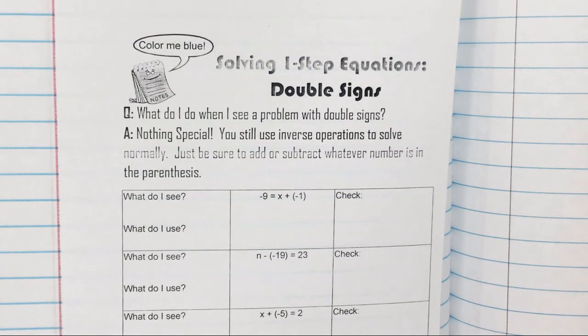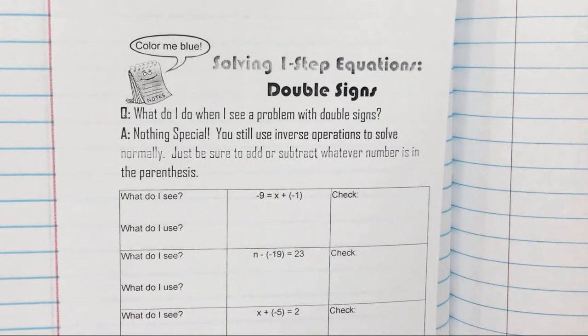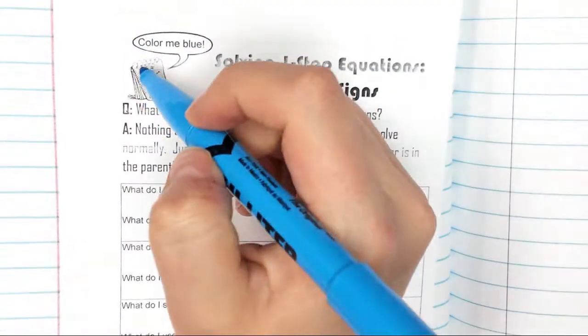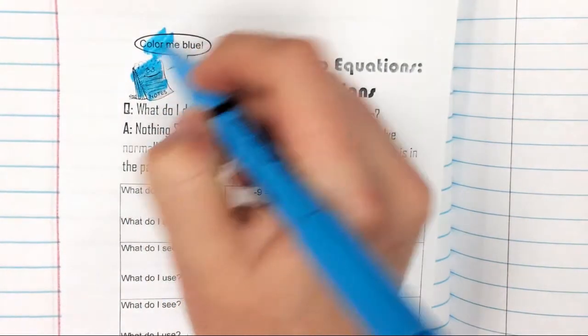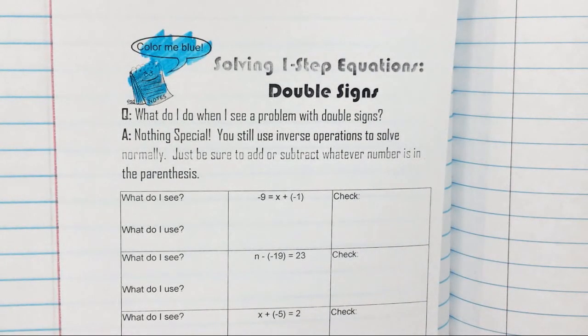In today's video, we're going to talk about how to solve one-step equations when you have double signs. So these are equations where you're adding negatives or you're subtracting negatives. So this is part of Unit 4, and our color for Unit 4 is still blue. Alright, so the big question is, what do I do when I see a problem with double signs?